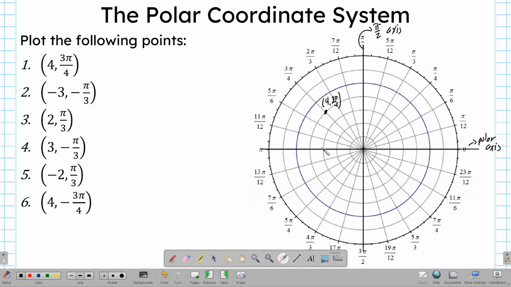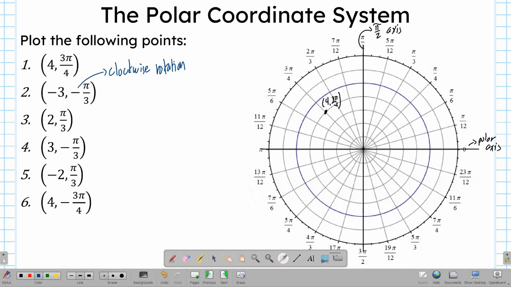Now, how about negative coordinates? For example, here we have (3, negative pi over 3) and also (negative 3, negative pi over 3). Since the angle is negative, this tells us that this is a clockwise rotation of the angle. So instead of moving counterclockwise, we move clockwise. This is negative pi over 12, negative pi over 6, negative pi over 4. Therefore, this is negative pi over 3, a clockwise rotation.